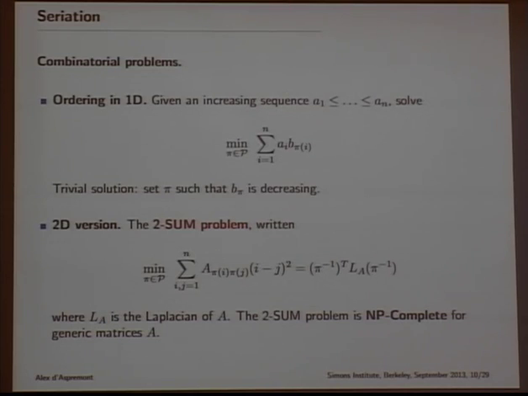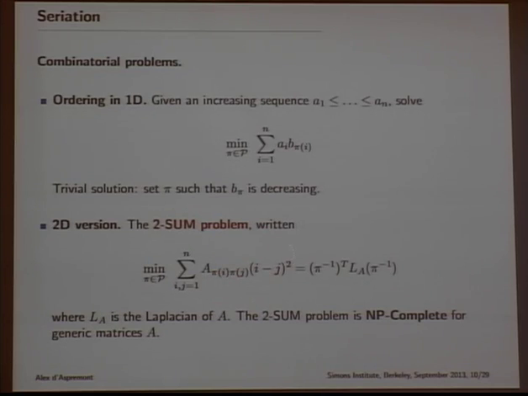In 2D, it's a little bit more complex, but the idea is roughly the same. You can write a problem that is suspiciously close to what you're trying to do, called the two-sum problem. It's mentioned in the Atkins paper, but they don't really make the connection. In two-sum, you minimize this quantity here over all permutations of rows and columns of the matrix A.